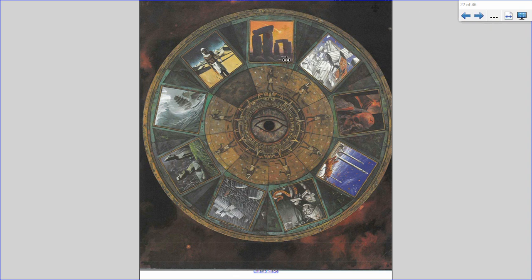Stonehenge there. People dying, floods, vicious storms.